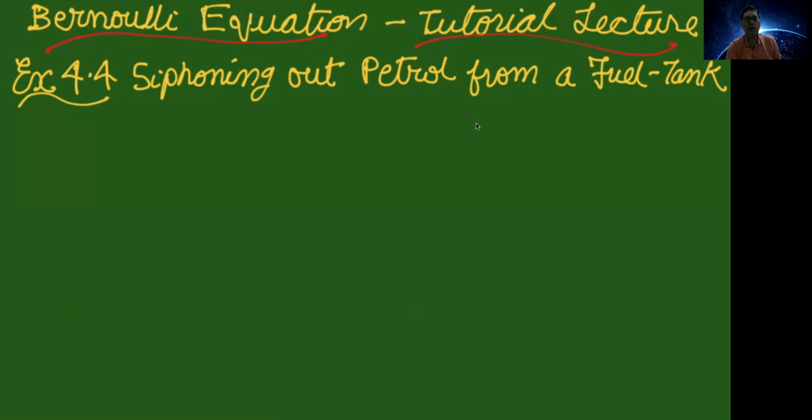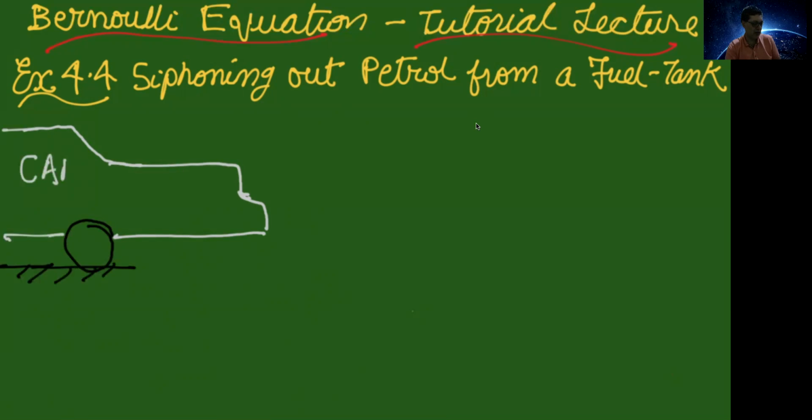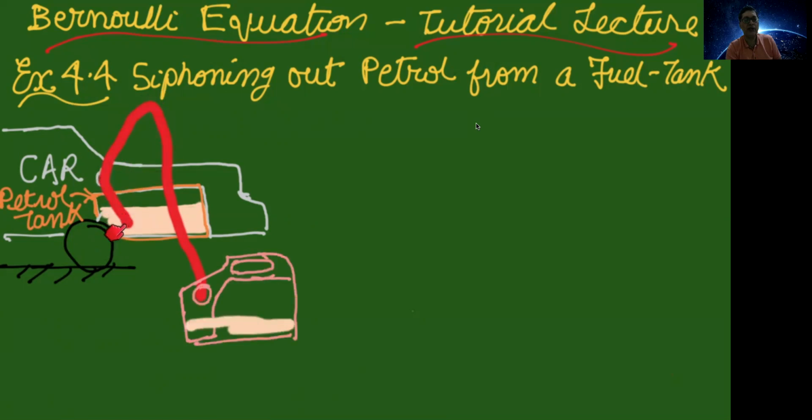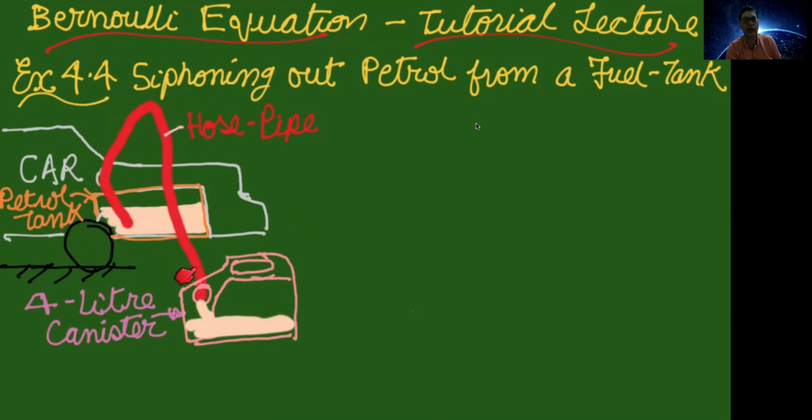So we'll take a problem corresponding to the transfer of petrol from a car to a canister, as shown here. This is a car, and this is a fuel tank, with petrol inside it. This is the hose pipe whose one end is dipped inside this tank, and from the other end, first we suck so that the petrol flow has started, and then immediately we dip it inside this canister. Note that you are given the capacity of this canister, which is 4 liter.